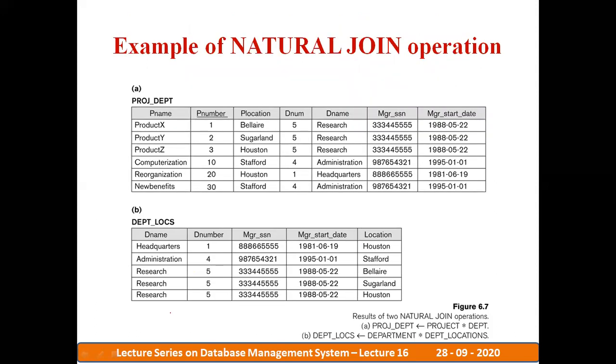Now you can see here, whenever you combine the project and the department, I think they have the common attribute department number, which they have kept as the project number. So P number is the same attribute now. Same here is the department natural join with the department location. As we said, the department number is the same attribute present in both department as well as the department location, and it is combined.